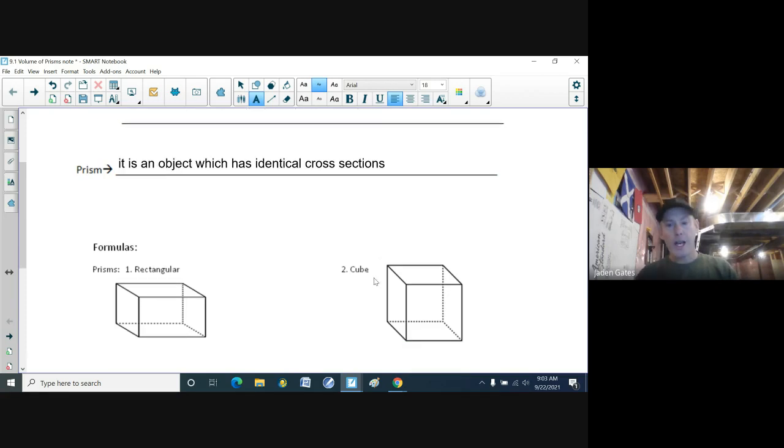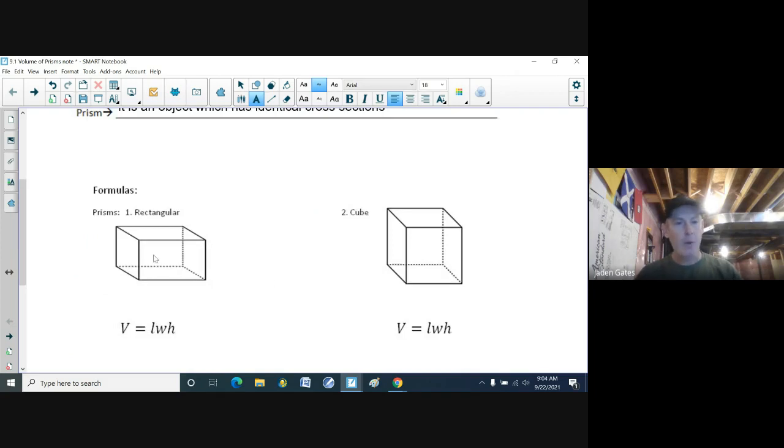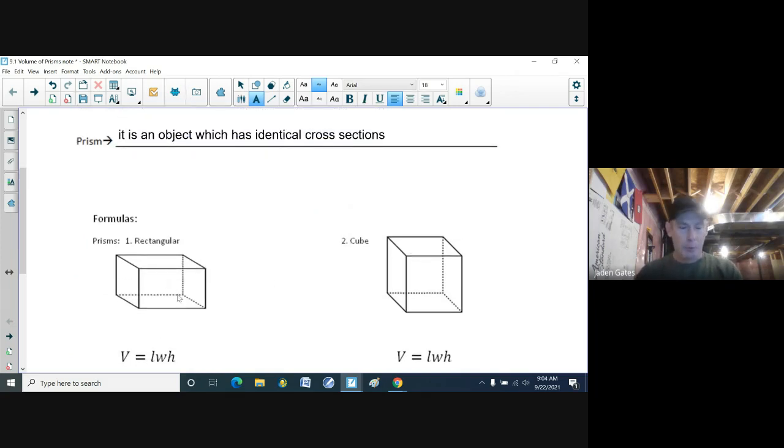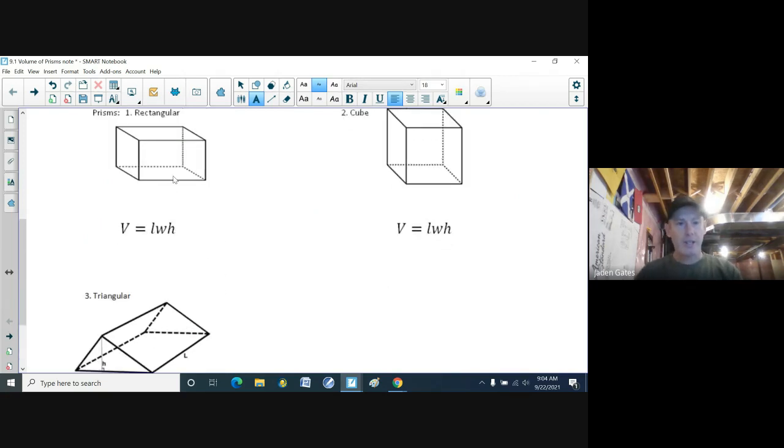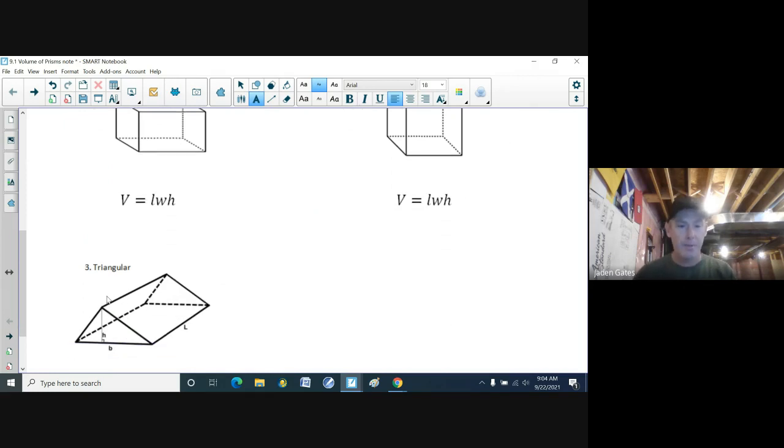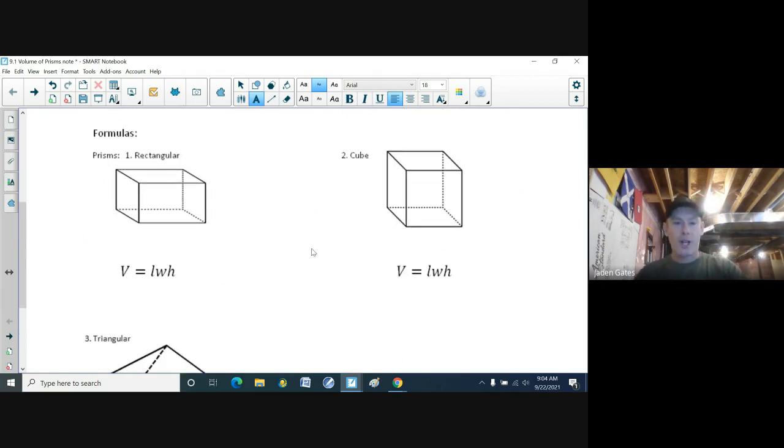If you look at our shapes, we have a rectangular prism, a cube, which is basically a rectangular prism that's special, I'll get into that, and then we can also have a triangular prism. If you were to slice this box like a loaf of bread, and this cube, and the same thing down here with my triangular prism, you would have identical cross sections.